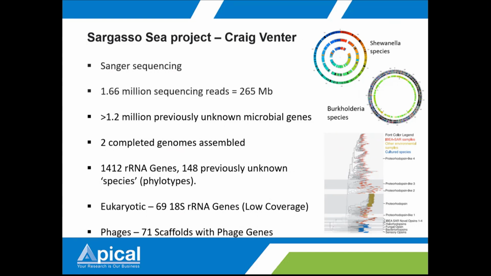Apart from that, he also identified some eukaryote ribosomal genes. The 18S ribosomal genes had very low coverage, perhaps because he filtered the water using a very small pore membrane, so some of the large eukaryotes were perhaps filtered out. But nevertheless, he still managed to get some eukaryotes from his sequence data. Also, interestingly, he managed to get some viral sequences, around 75 scaffolds of fish genes.